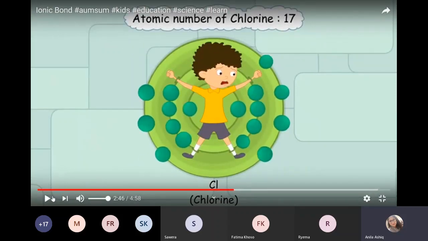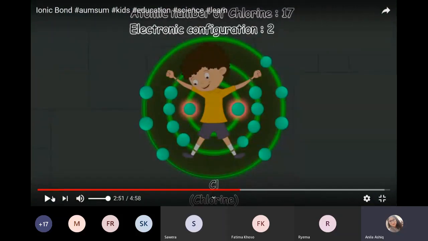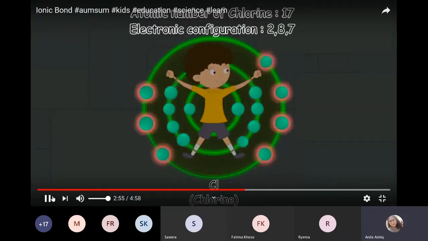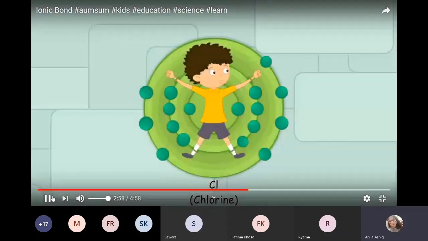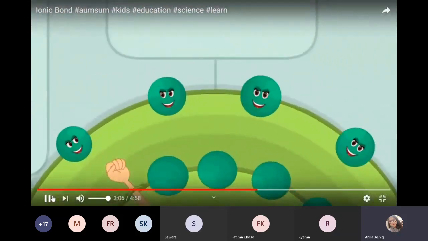So this one is chlorine, and chlorine has the atomic number 17. Chlorine has 7 valence electrons, while sodium has 1 valence electron. That 1 valence electron is not happy with his life. So as in these 7 electrons, something is missing. So let's see.